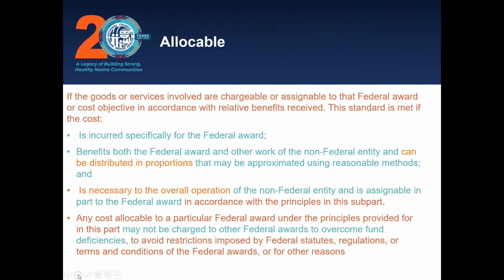What is allocable? It is incurred specifically for the federal award, as I mentioned. It benefits the federal award and the general entity, so it has to be distributed in proportions. It is necessary for the overall operation, and you cannot be charged twice. If you're charging this grant, you're not going to be charging the same item to another grant. That would be like double dipping, they would say. That is what is in general considered allocable.